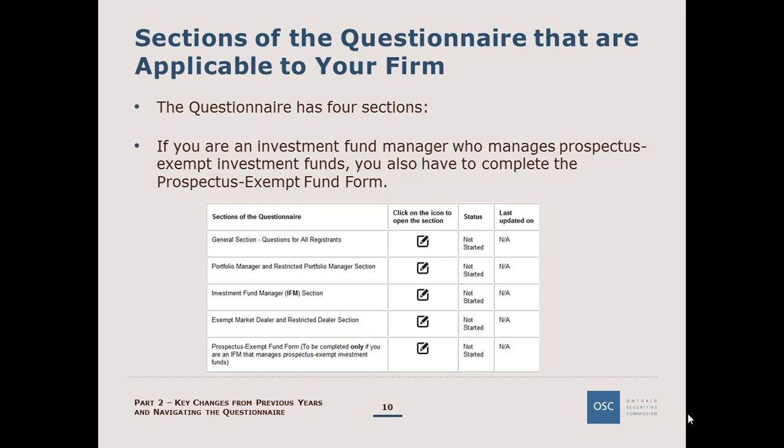In this example, the firm must complete all 4 sections of the questionnaire, which are the first 4 rows of the table. And all these sections of the form have a May 30th due date. Since the firm is also registered with the OSC as an investment fund manager, it also receives the Prospectus-Exempt fund form, which is the last row of the table. Whether or not the firm needs to complete this form depends on whether the firm is the investment fund manager for any Prospectus-Exempt investment funds. If you are, you must complete the Prospectus-Exempt fund form, and the due date for this form is June 30th.